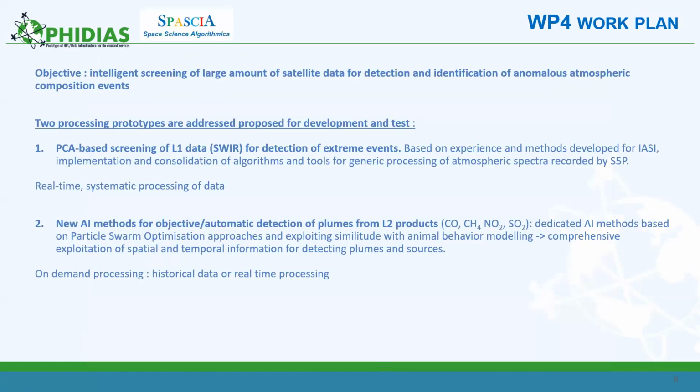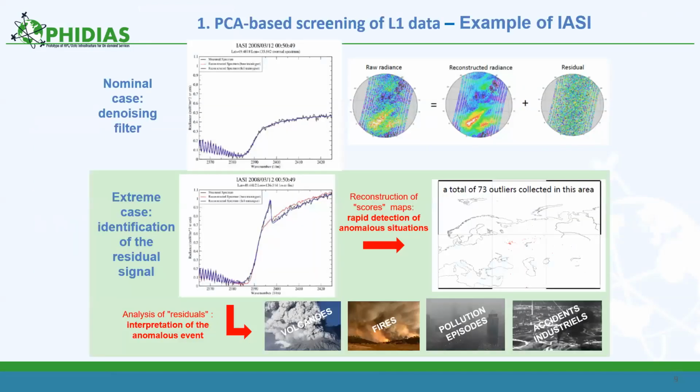So from that, two ways to process the data: principal component basis from level 1, and automatic detection of plumes from level 2. We are developing these two processing methods in order to be able to provide them operationally at the end of the PHIDIAS project. A few examples, just an illustration of the principle of what we would do from the level 1 spectra.